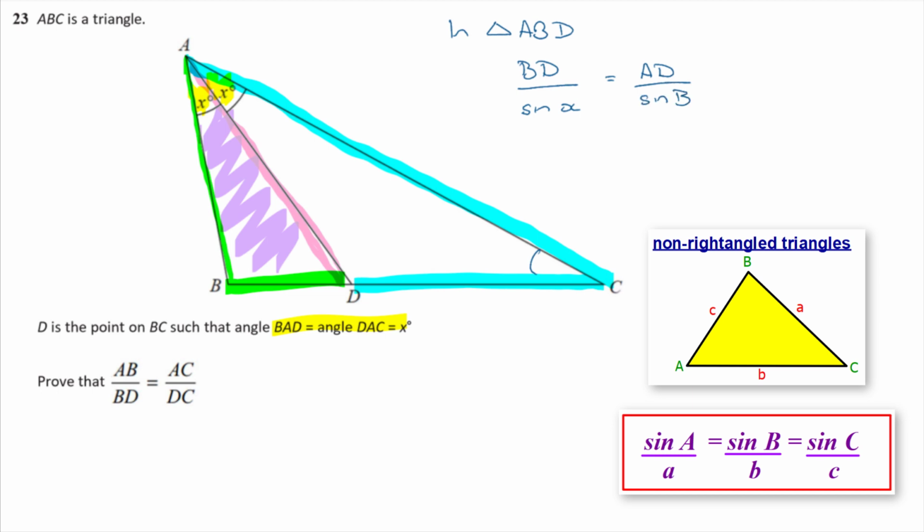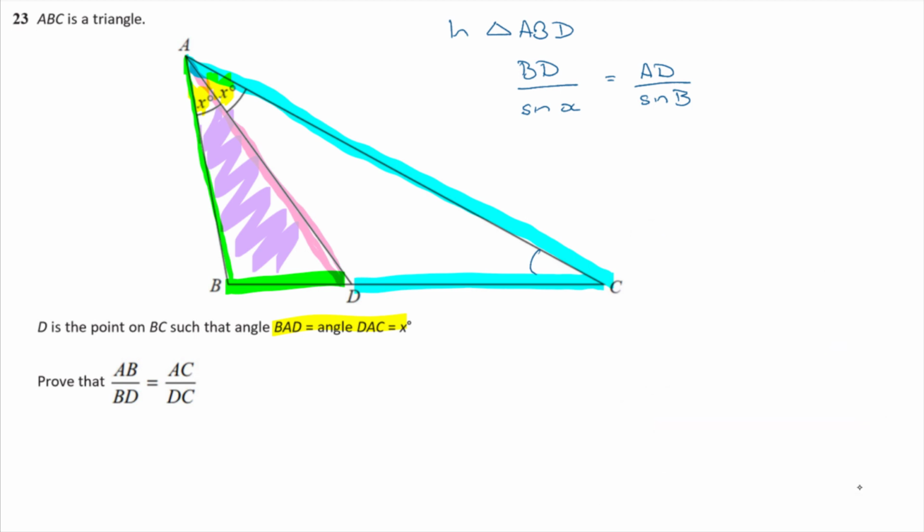The reason I picked this one out is because this side here is shared. AD is shared between the two triangles. So I'm interested in finding AD in two different ways. I could rearrange this to get AD in terms of the other things. So cross multiplying the sine B, that tells me that AD is equal to BD sine B over sine x. Right, so I'm done with triangle ABD now.